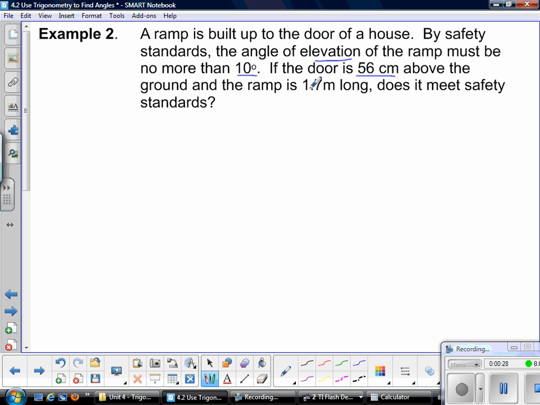Okay, so the first thing that I notice, I'm not sure if you notice, this one's in centimeters, this one's in meters. So the first thing that I would do is take that 56 centimeters and change it to meters. So I would divide it by 100, so I know that is the same as 0.56 meters. So I know that I have to do that.